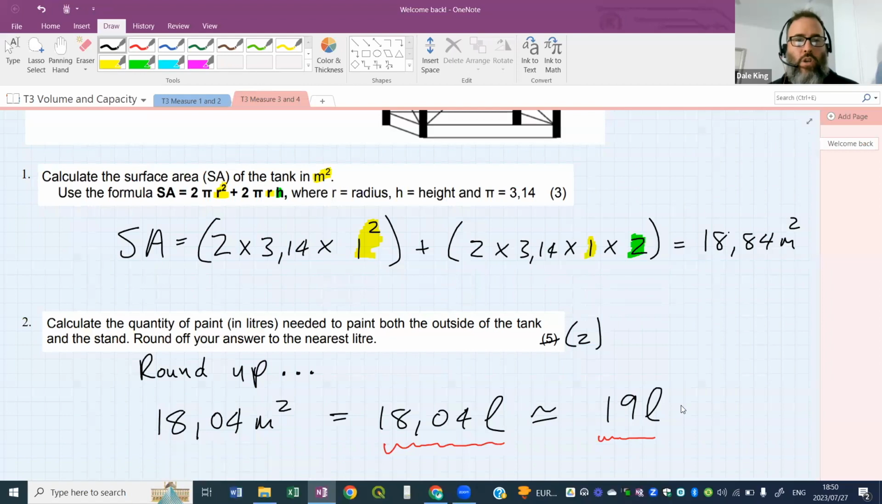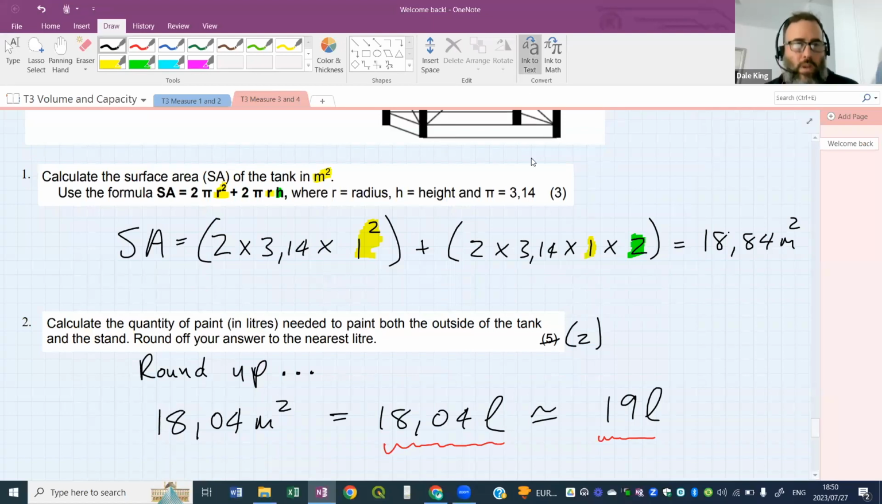So in cases like this where you need something to complete a job, for example, when you're tiling the floor of a kitchen and they say work out how many tiles you need, don't ever round down. You need to round up. Always go up to the next liter or the next square meter of tiling, because you need to finish the job.